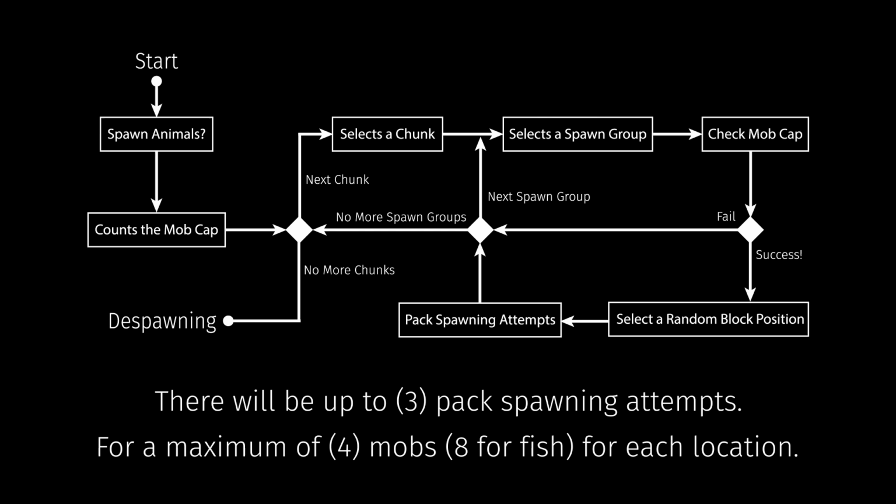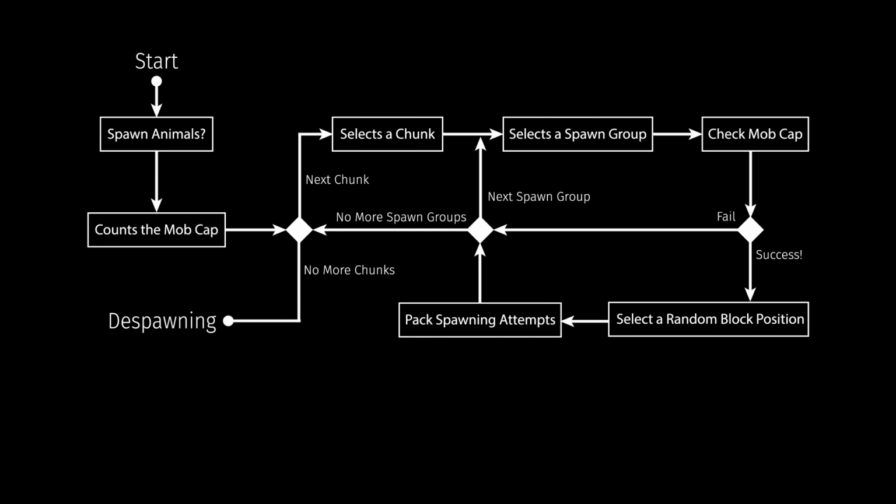Once 4 mobs spawn or the spawn attempt fails, the back spawn attempt is completed. The game continues to iterate through all the chunks in the same way until they all have been processed. This process happens every single game tick. There are a lot more details of course, and we won't get into all of them in this video. But there are 2 portions that deserve a bit more attention: the concept of the height map and pack spawning.